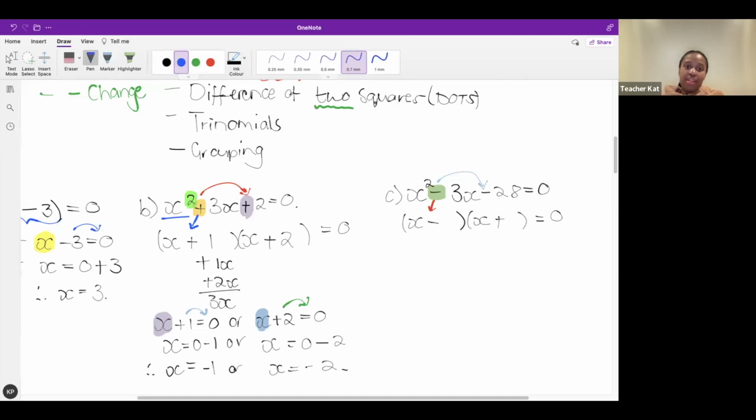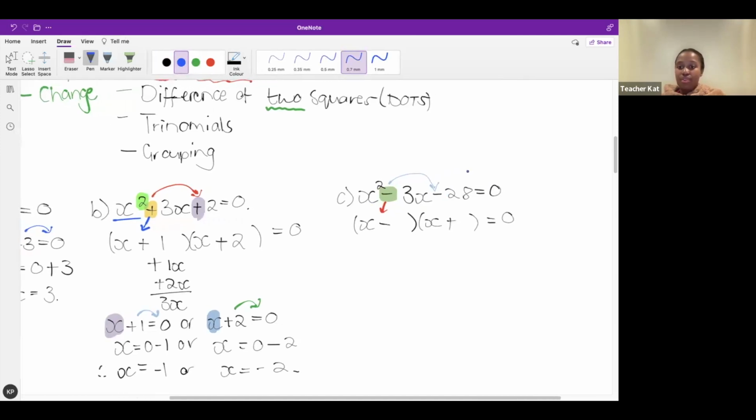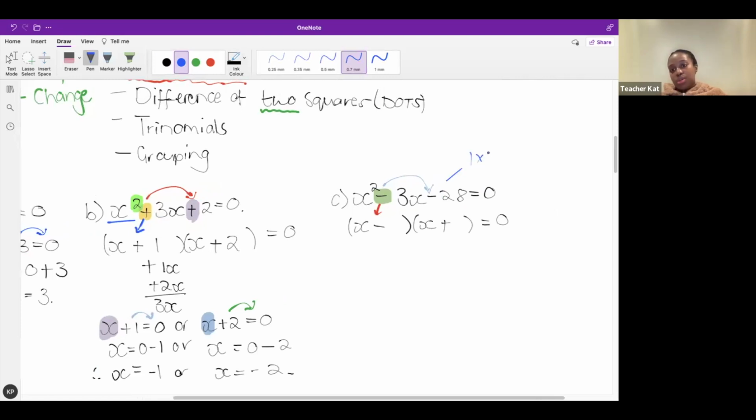Now let's look at factors of 28 that add up to -3. Okay. 1 times 28 are the first set of factors. What else? 2 times 14. 3 times nothing. 4 times 7. 5, 6. That's all of them. Okay, now we have to choose a pair between these 3 that are going to give me a -3 if I add them up. Now, you need to remember that one of these numbers is going to be negative and one is going to be positive.